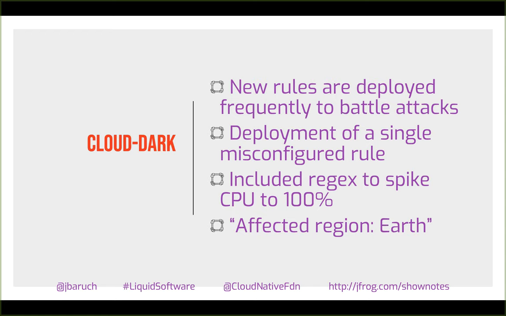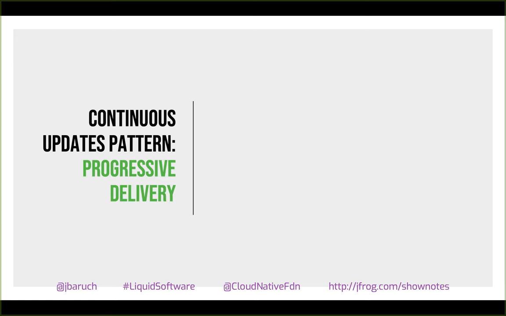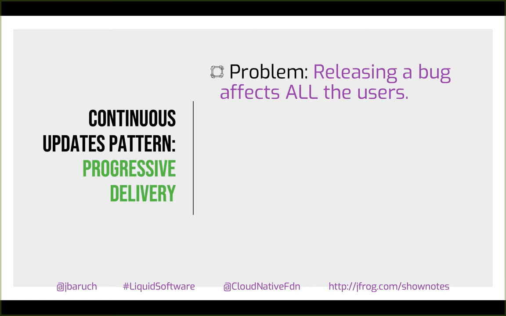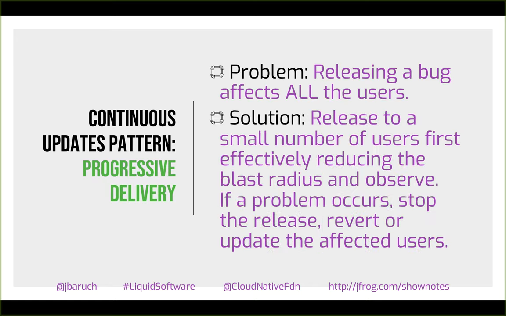And this is weird, because you expect from a very progressive company like Cloudflare to actually implement progressive delivery, because what they did is they released a bug that affected all users. Instead, you should release to a small number of users first, effectively reducing the blast radius, and then observe. And if a problem occurs, you stop the release, you revert or update the affected users.